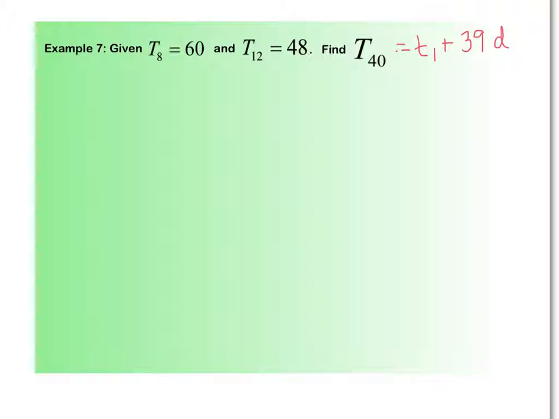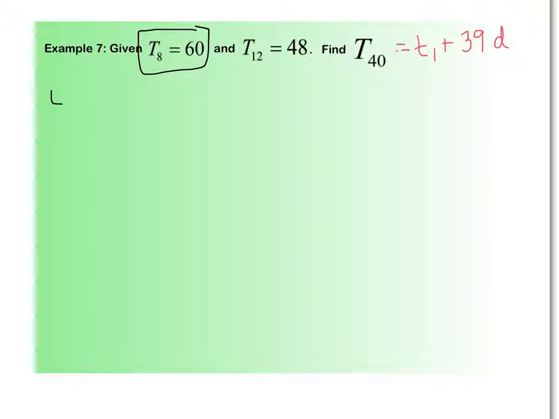Now, I'm definitely not just given either of those. I'm given T8 and T12. So I'm going to have to work with what I'm given to try to find T1 and d. Think about what you have. You have two unknowns and two pieces of information. So hopefully that's ringing a bell that you're going to need to set up a system of equations. So let's look at setting up an equation for T8 equals 60.